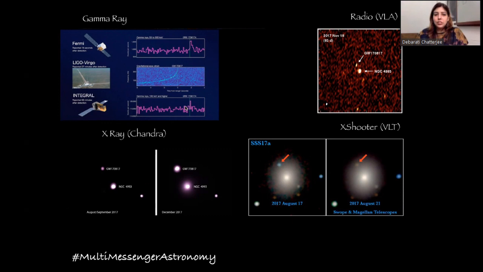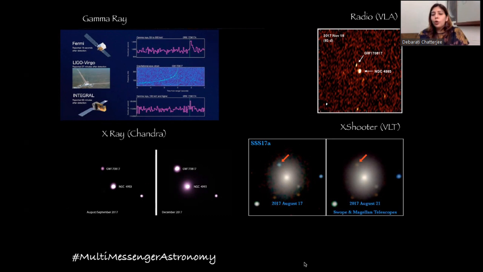There were also observations from Chandra in X-rays, VLA observations in radio, and also X-shooter, Swope and Magellan telescopes observed this object in optical, which means they observed the kilonova, which is like a supernova, but weaker than a supernova, let's say. And so the kilonova and the gamma ray burst association with mergers of neutron stars was made for the first time in this observation. So many different models were now confirmed.